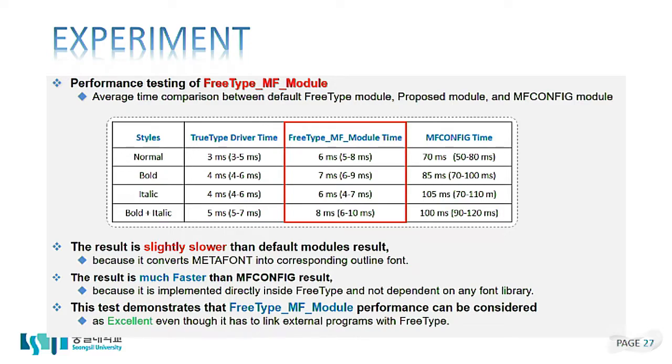But 2 years ago, with MF config time, that was more than 20 times. But this year, inside the FreeType Metafont module, it takes about 6 or 7 milliseconds, a little bit more than twice, but it's okay. It's acceptable time, I think. So the result is slightly slower than the default module, because it converts Metafont inside of FreeType.